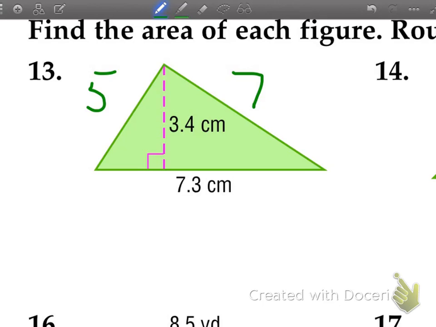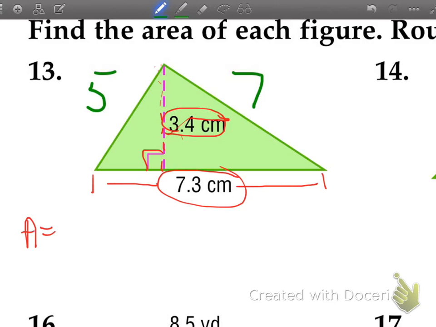Okay, so what we've got going on here is a triangle, and I hope that you can see that the height is the 3.4. This guy right here is the height of the triangle. It's the height because it's measuring the distance from a vertex and forming a right angle with the opposite side. That makes it the height. The side that it's forming the right angle with down here, the 7.3, is the base of that triangle. So the formula for the area of a triangle is 1/2 of its base times its height.